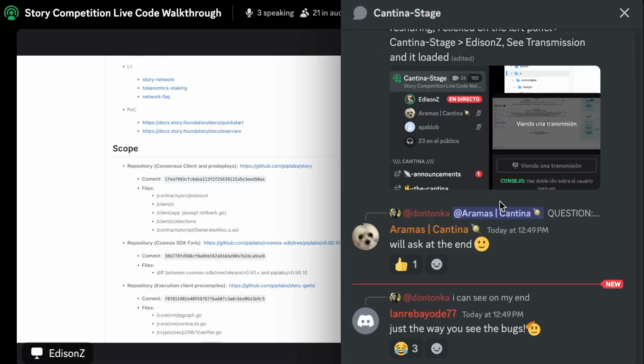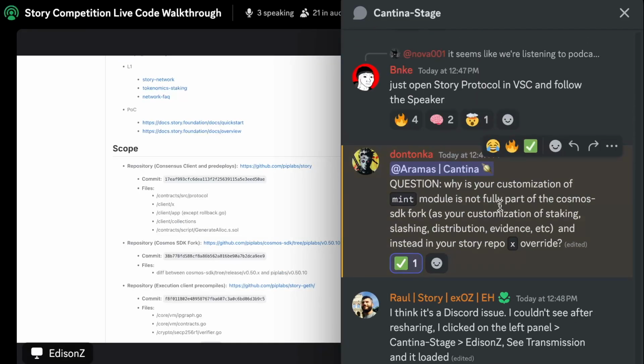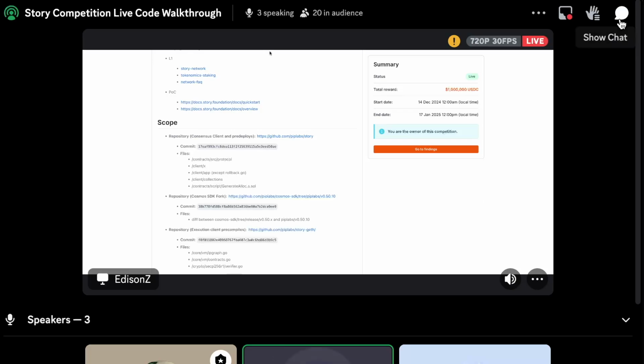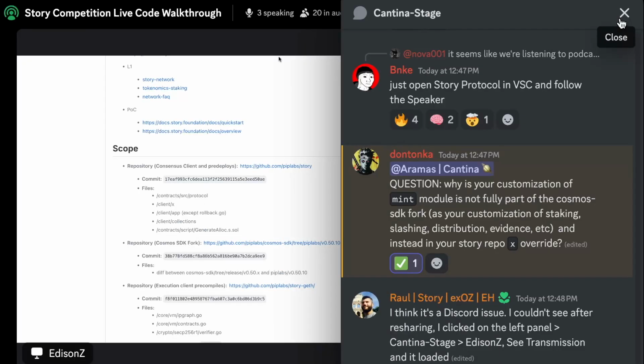One from Dontonka: Why is your customization of the Mint module not fully part of the Cosmos SDK fork, like your customization of staking, slashing, distribution, evidence, etc., and instead is in your repo, story repo x override? So the question is, why is the Mint module not also a customization in the fork?